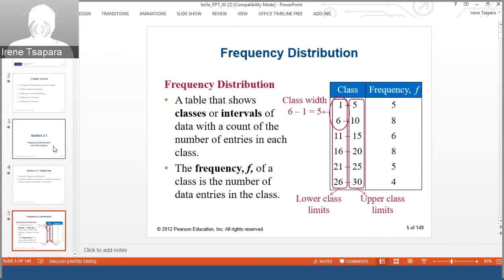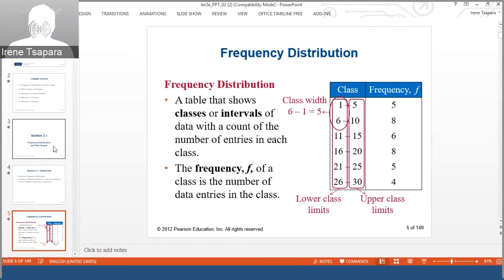How do we calculate frequency? How do we create the frequency distribution? How do we analyze it? How do we present it in a visual format? This is what we will be focusing on right now.